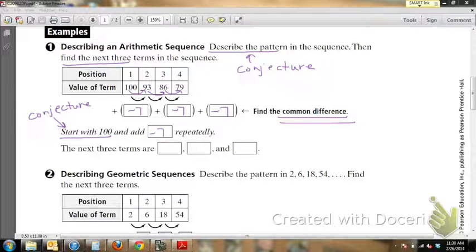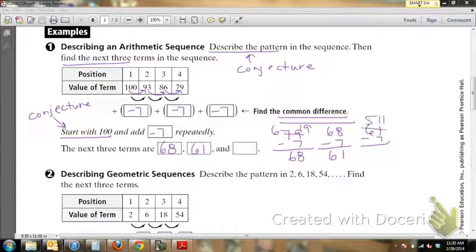So I was at 79, so 79 minus 7 is 68. Now I have to do 68 minus 7, which is 61, and then 61 minus 7, which is 54. Okay, so I'm just going to keep subtracting 7 each time. So that's an arithmetic sequence. So pause the video and fill that in before moving on to geometric.